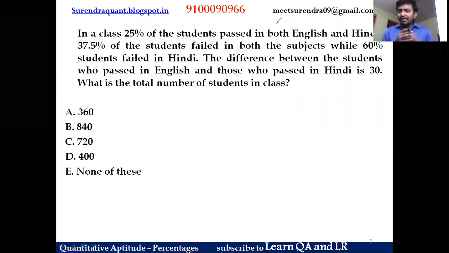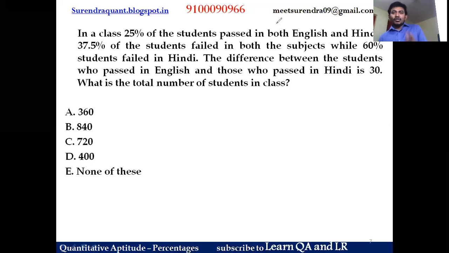Now the data can be of varieties of forms. The same data can be put into varieties of forms. So here is one such beautiful question. In a class, 25% of the students passed in both English and Hindi. 37.5% of the students failed in both subjects, while 60% of students failed in Hindi. The difference between the students who passed in English and those who passed in Hindi is 30. What is the total number of students in the class?